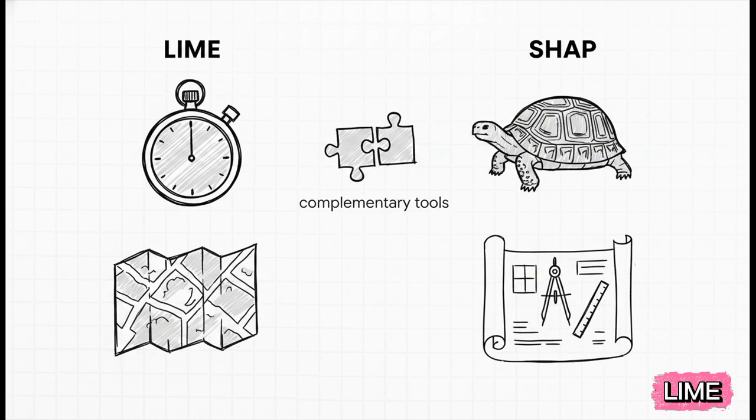So if there's one thing to take away, it's this. Think of Lime as your quick, hand-drawn sketch map for getting your immediate bearings. And think of SHAP as the official certified surveyor's blueprint for a major audit. They aren't competitors, they're complementary tools in the same toolbox.